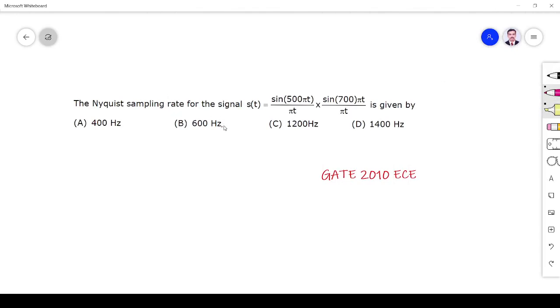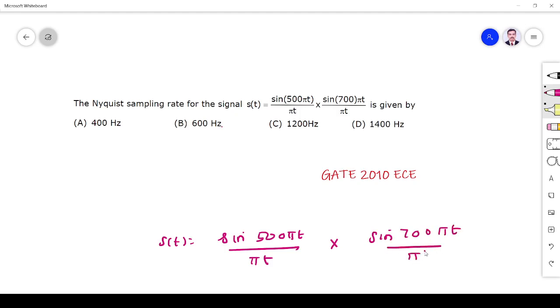The question is: the Nyquist sampling theorem sampling rate for the signal s(t) is given by dash. The signal is given as s(t) equals sin(500πt) divided by πt, multiplied by sin(700πt) divided by πt.